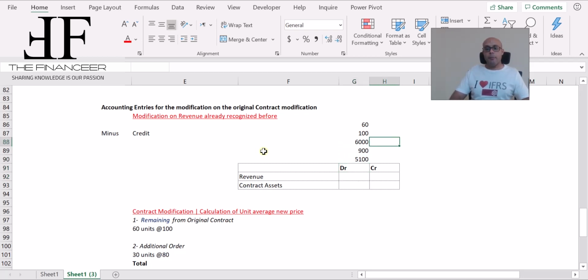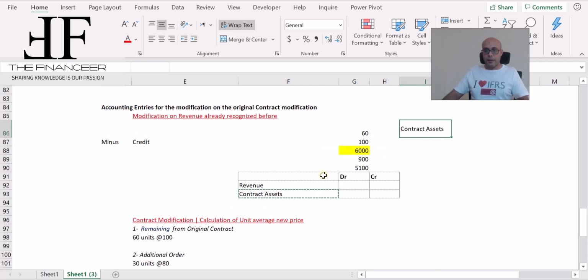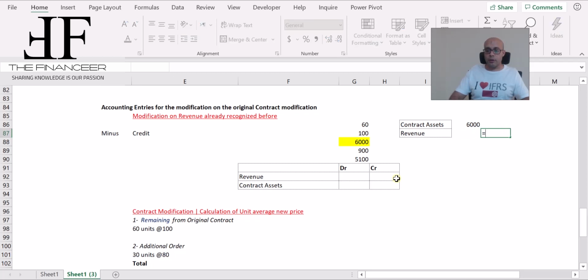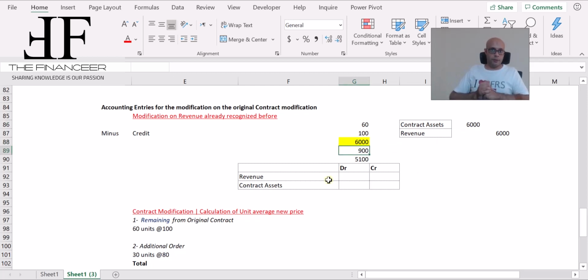5,100. Okay. But how much revenue did you recognize before? I recognized 6,000. And what was the entry that you did? I recognized the entry based on contract assets and revenue. This was the entry that we did. How much was it? 6,000. And how much was the revenue? The same value. But now, after recording a credit note, you need to adjust this 6,000 by the credit note. So we are going to reverse the entry. This entry we did at the time of the delivery.